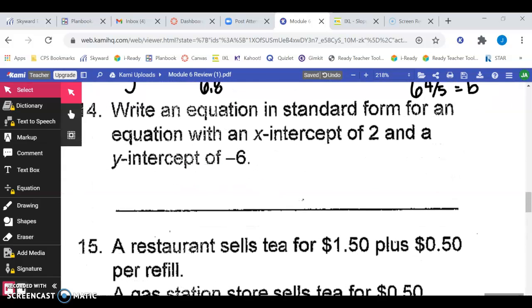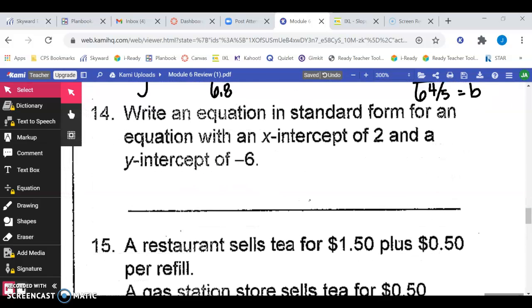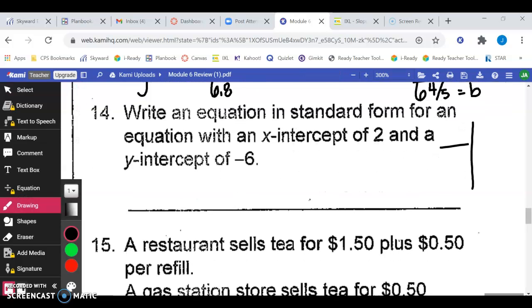All right, number 14, write an equation in standard form for an equation with an x-intercept of 2 and a y-intercept of -6. So if you think about a graph, we have -6 here and x-intercept of +2. So we'd have to go up 6 and over 2. So our rise would be 6 and our run would be 2. That would be 3.